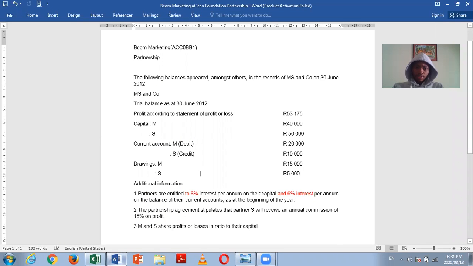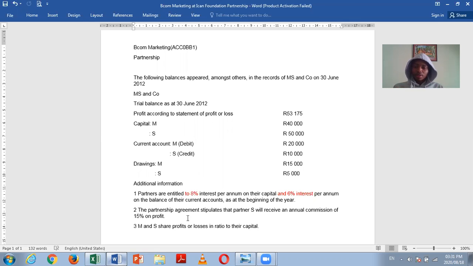Number 2 says the partnership agreement stipulates that partner S will receive an annual commission of 15% on profit. Remember, this additional information number 2 happened after the first transaction took place, so we need to take into consideration whatever happened on the first transaction before we calculate our annual commission for partner S. Who's receiving the commission here? The partner. So what will happen to the current account? The fact that the partner is earning that commission means the current account will increase on the credit side. So on the side of the partnership, they have to pay this partner the commission.